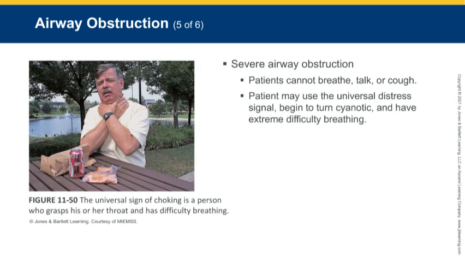For a conscious adult or child with a complete airway obstruction, perform abdominal thrusts, the Heimlich maneuver, until the object is expelled or the patient becomes unconscious. If the patient is pregnant or obese, perform chest thrusts instead. For infants, use a combination of back slaps and chest thrusts to clear the obstruction.